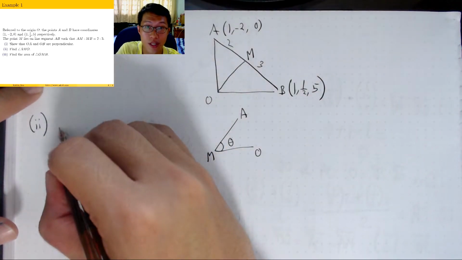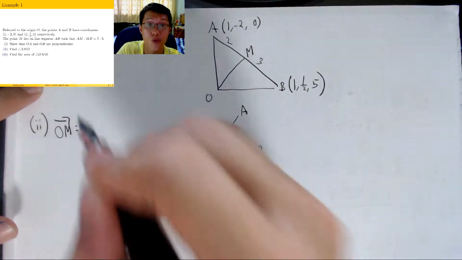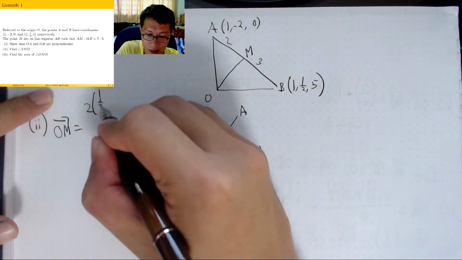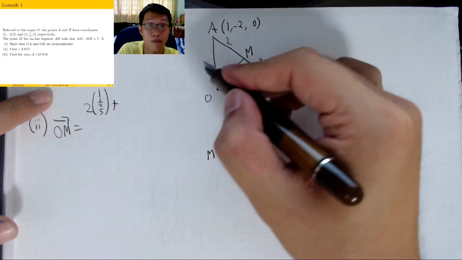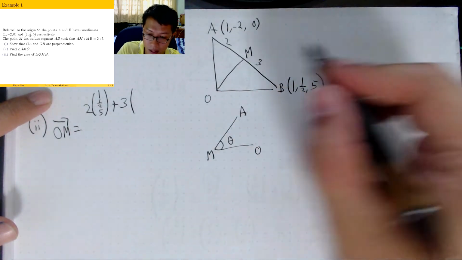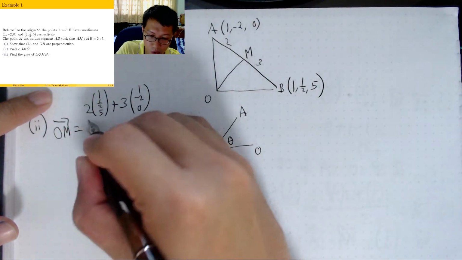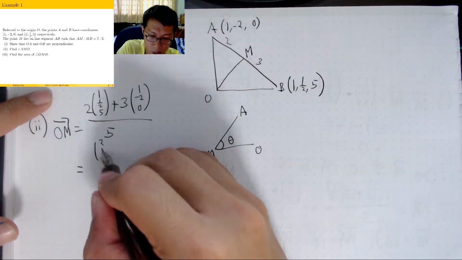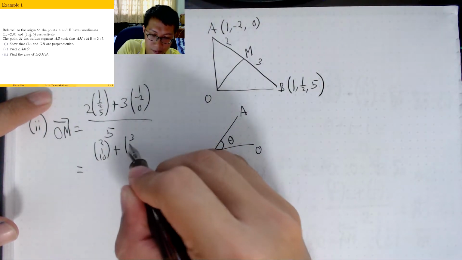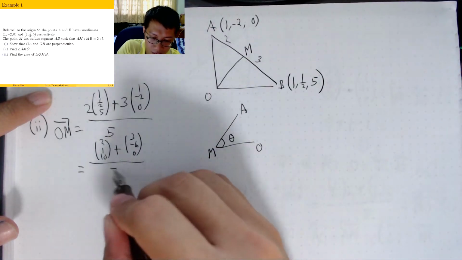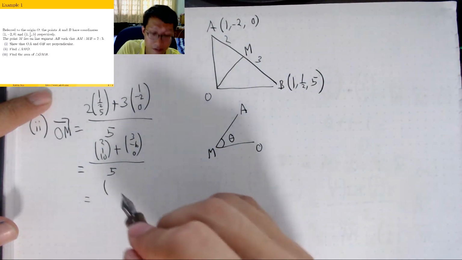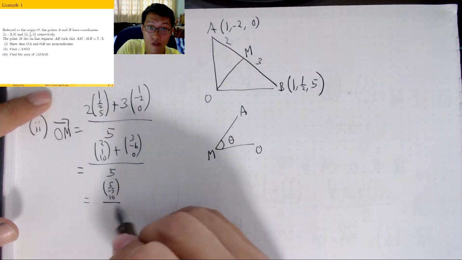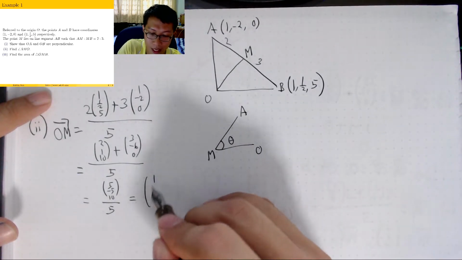Okay, so using the ratio theorem, we have OM equals, we cross multiply, 2 times OB plus 3 times OA over 2 plus 3, which is 5. So let's simplify it. We get (2, 1, 10) plus (3, -6, 0) over 5. Adding the vectors up gives us (5, -5, 10) over 5, which simplifies to (1, -1, 2).